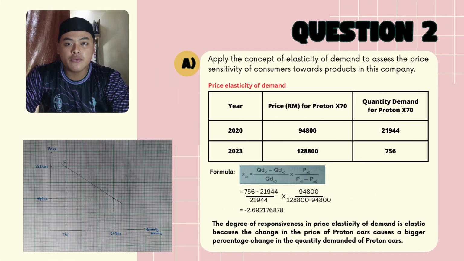Next, I will explain consumer behavior in question 2. For question A, apply the concept of elasticity of demand to assess the price sensitivity of consumers towards the product in the company. Then we go for the first concept, which is price elasticity of demand.